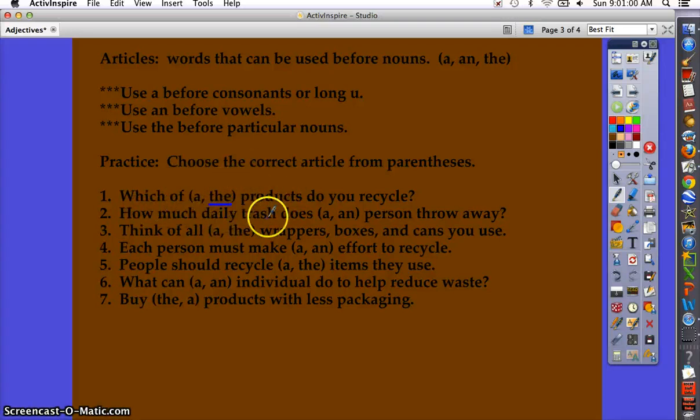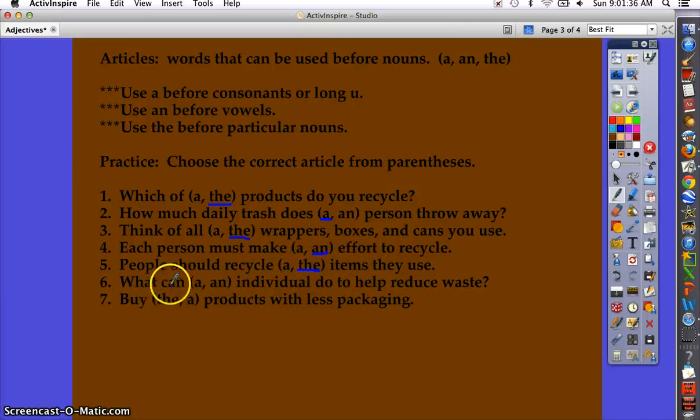Number 2, how much daily trash does a or an person throw away? It would be a this time for number 2, a person coming in front of the consonant P. Number 3, think of all the wrappers, boxes, a or the wrappers, boxes, cans you can use. The would be best in that list of items this time. Number 4, each person must make a or an effort to recycle. An fits best here, again in front of a vowel this time. Number 5, people should recycle a or the items they use. The would be best again in front of items.